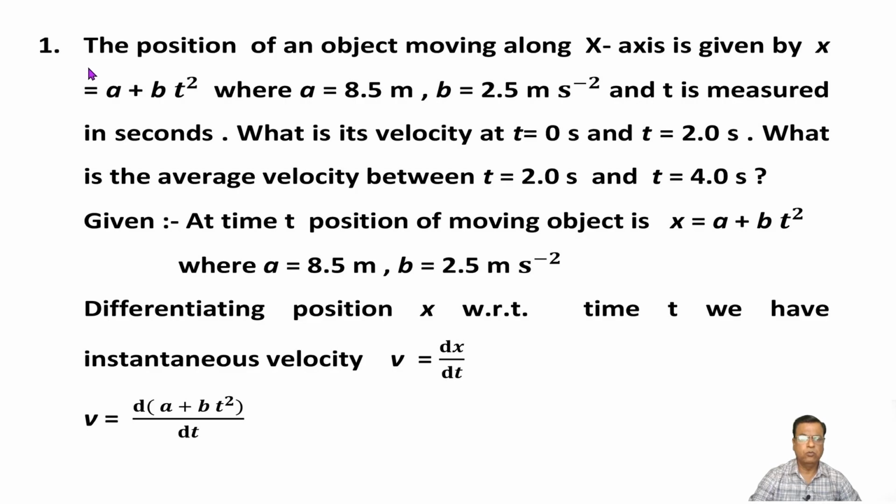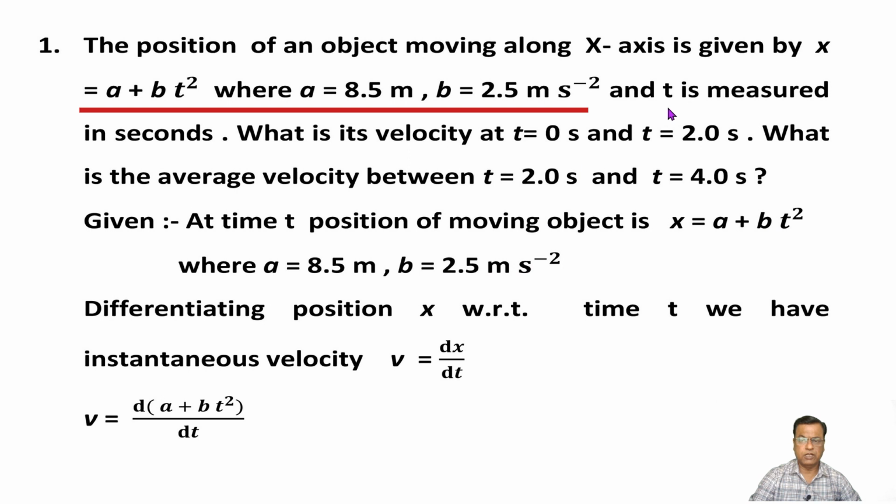Now chapter 2, numerical first. The position of an object moving along x-axis is given by x equal to a plus bt square. So this is the given. Here value of a and b is also given. So at time t, the position of moving object is x equal to a plus bt square, where a equal to 8.5 and b equal to 2.5.